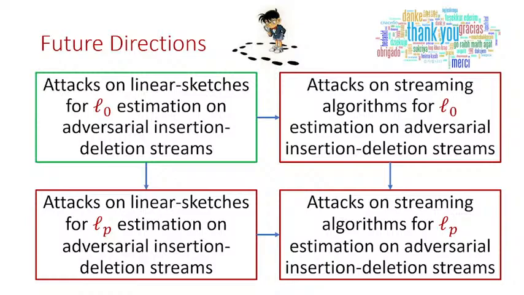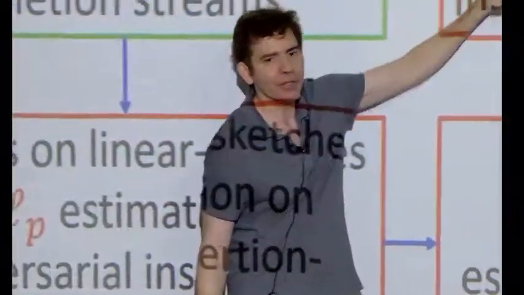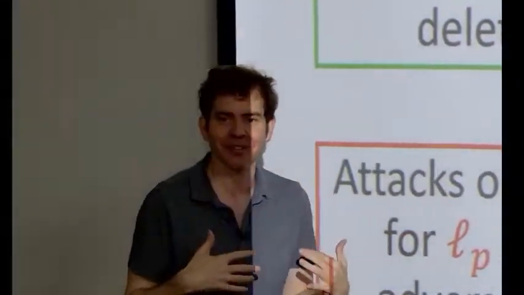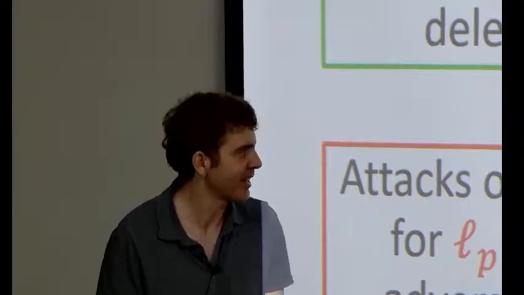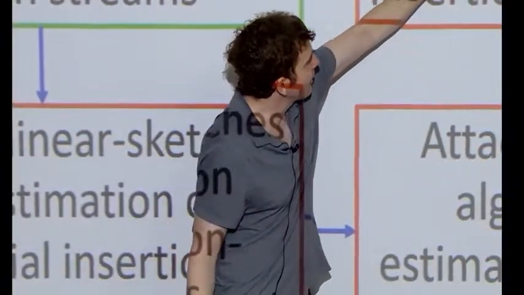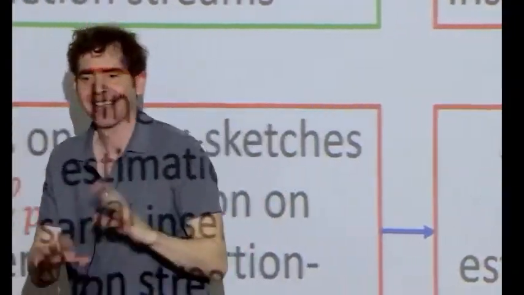So there's a more general problem of a streaming algorithm, right? It's not necessarily the case that every streaming algorithm has to be a linear sketch, especially in the adversarially robust setting. So can you lift these to general streaming algorithms, and not just for L0, but also for Lp? So that's all. Thanks.